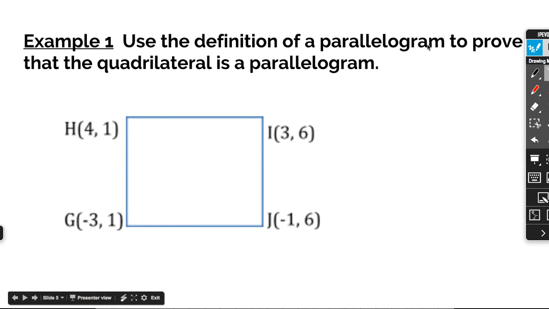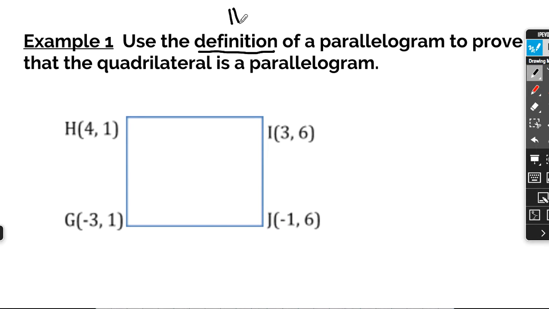It says, use the definition of parallelogram to prove that the quadrilateral is a parallelogram. So if we look at this, the definition of parallelogram says two sets of parallel sides. So what we need to do is figure out if sides are parallel, which means that we will need to use slope. So if we can prove that they aren't parallel, then we can prove that it's not a parallelogram. So first, let's choose two sides. Say that we choose HI and GJ.